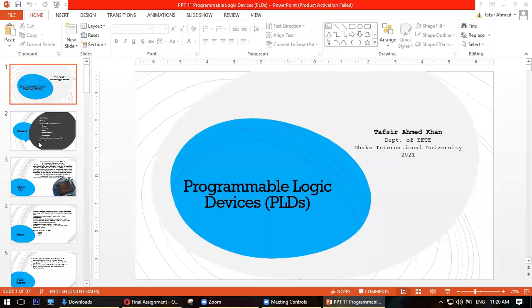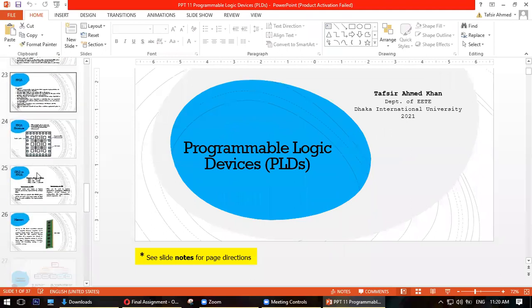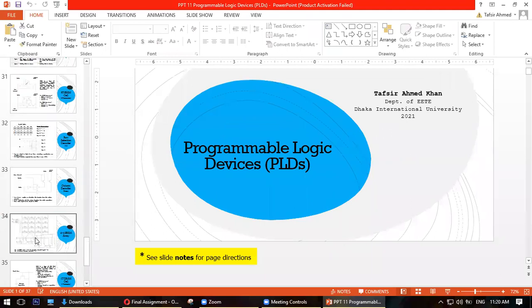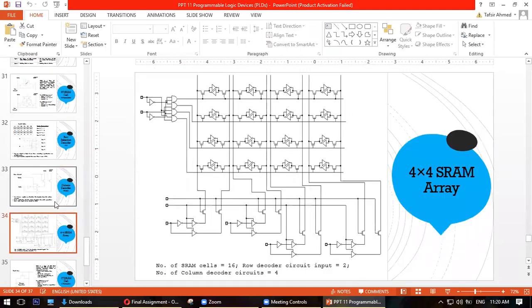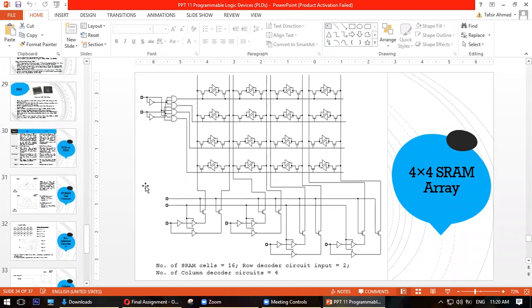Now, yesterday we have done a design up to SRAM, right? This one. Today we will finish this one. Then it is done.